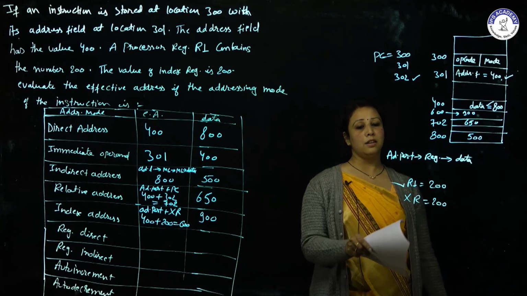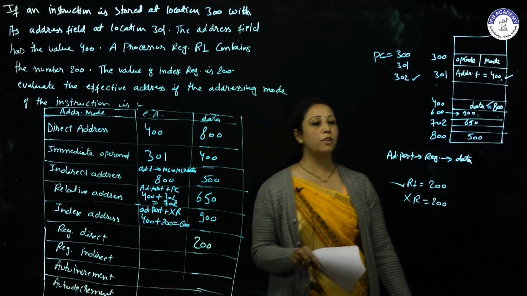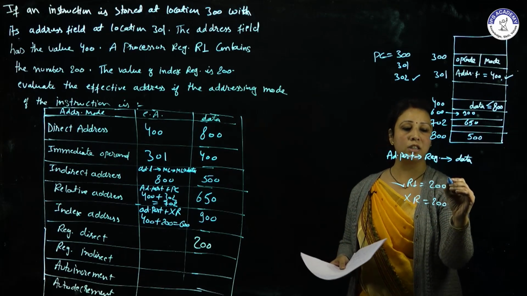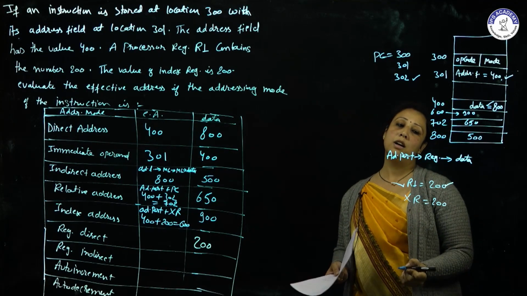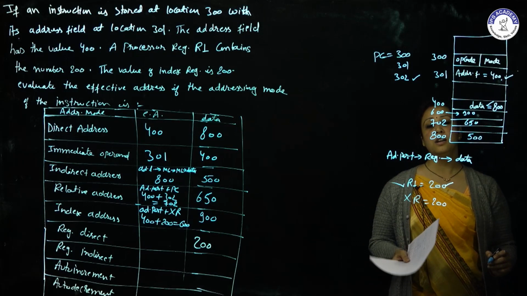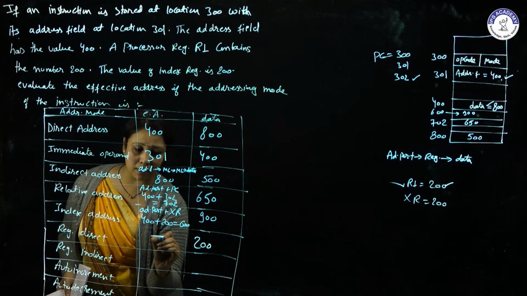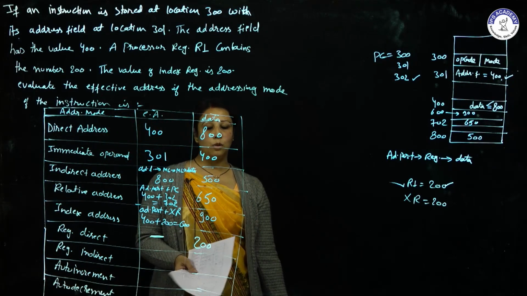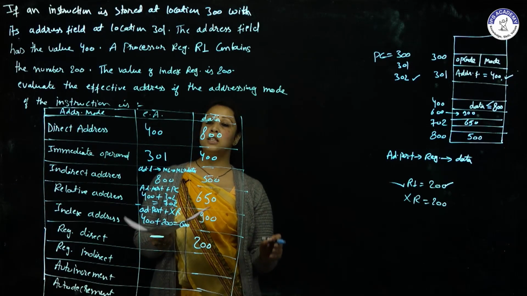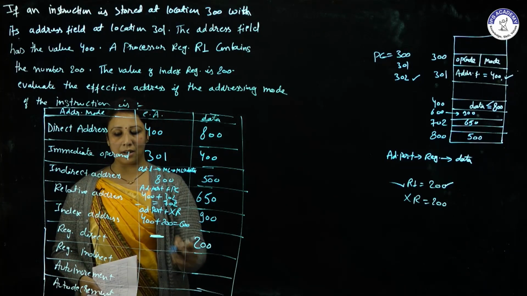So R1 contains the value 200, so 200 is the data on which we have to perform the operation, but the memory address of this 200 would be the effective address, but 200 is stored in register R1, that is a processor register, so it does not have any memory location, so we don't have to calculate the effective address here. 200 doesn't have any effective address or any memory location because it is stored in the processor register. So here we are not able to calculate the effective address.